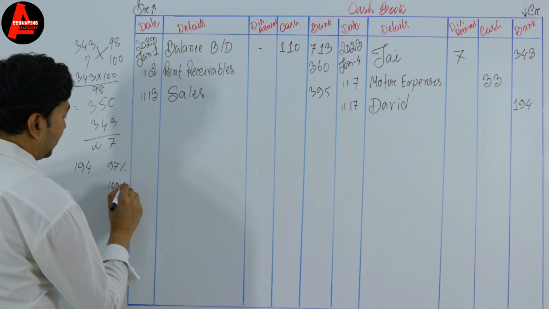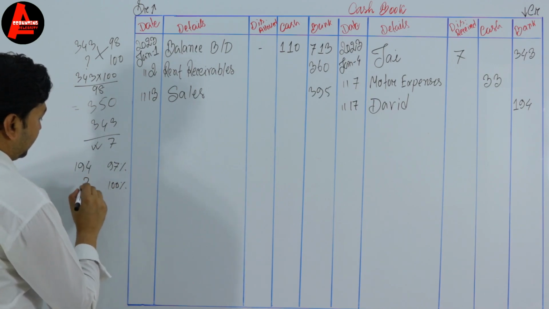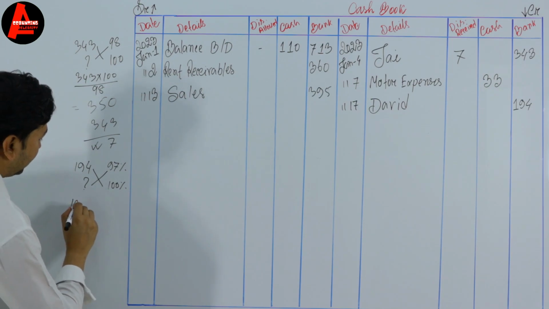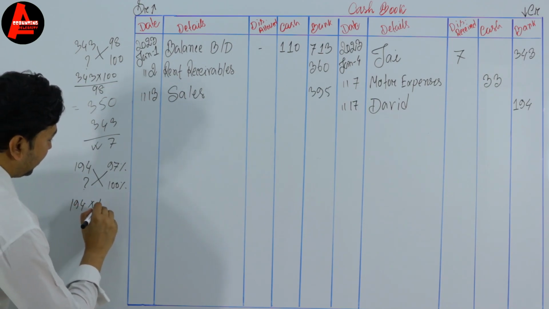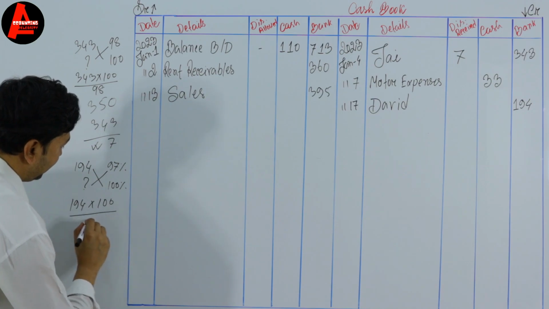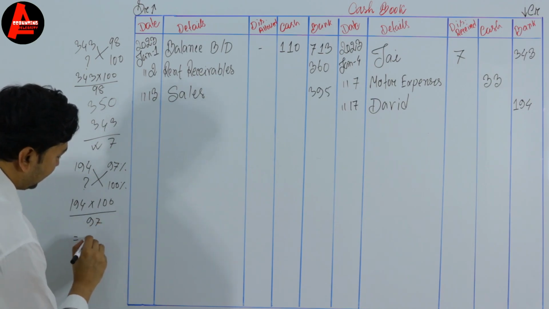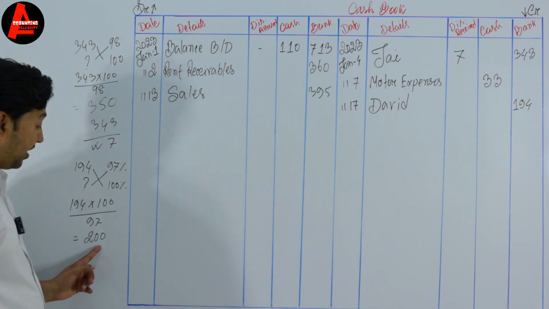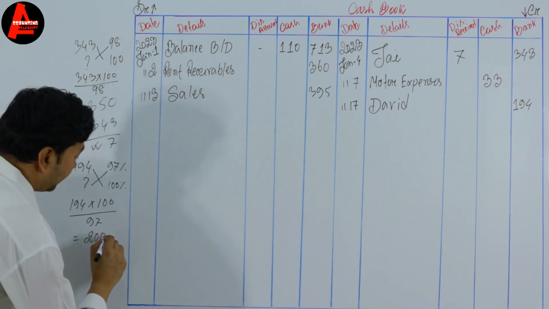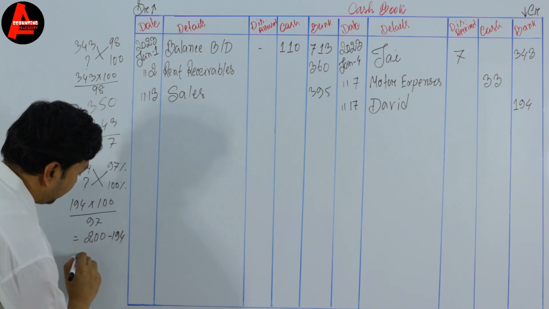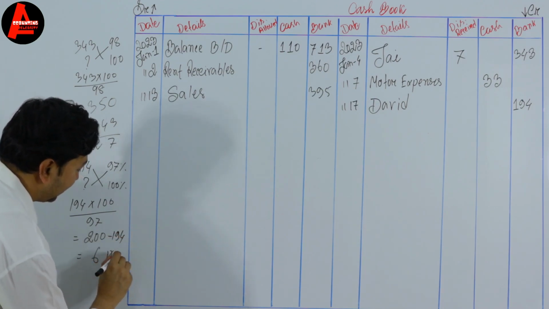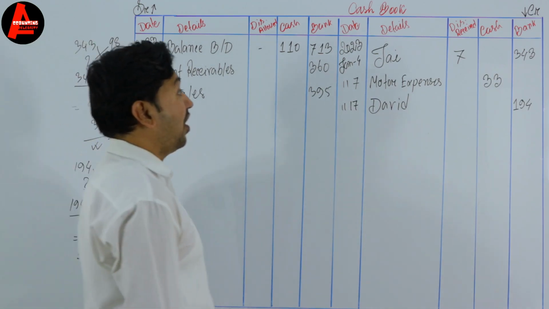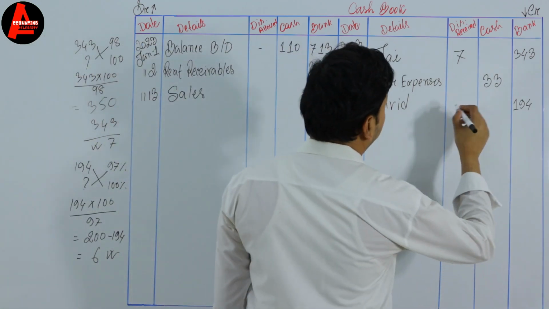So what is our 100%? If we cross multiply, that means 194 times 100 divided by 97. We get $200. This $200 is the main amount. So 200 minus 194, we got a $6 discount. So we will write this discount on the discount receipt column.